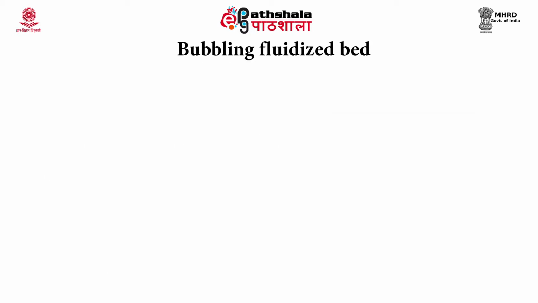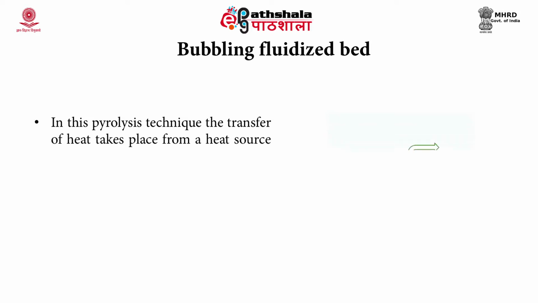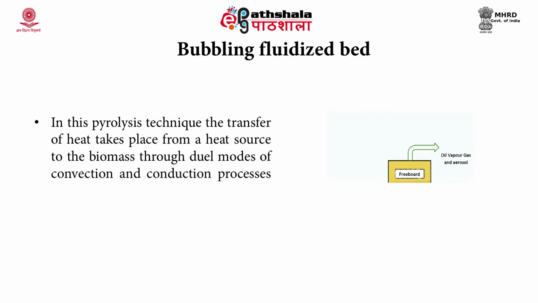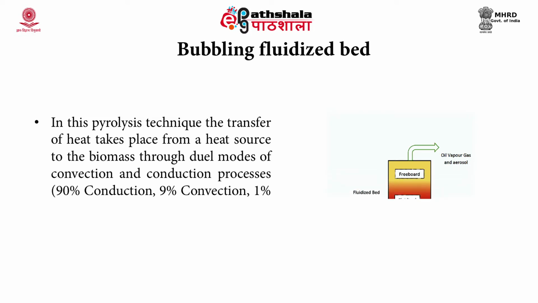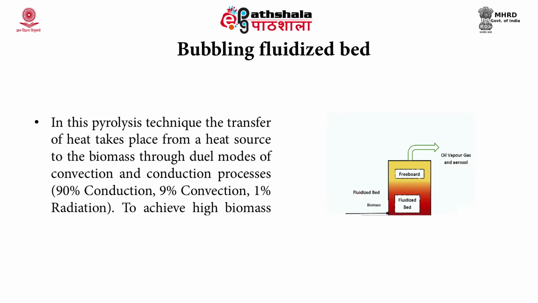This process is surface area controlled and upscaling is costlier, and the reactor is mechanically driven, which enhances its complexity. The next type of pyrolytic reactor is the bubbling fluidized bed. In this technique, the transfer of heat takes place from a heat source to the biomass through dual modes of convection and conduction: 90% conduction, 9% convection and 1% radiation.